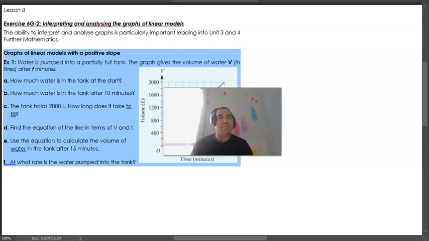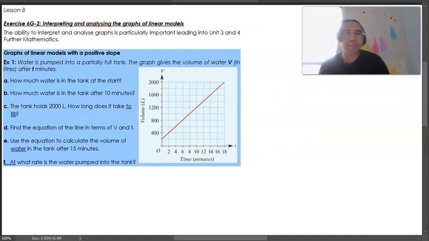Lesson 8 this one will be, and this one is interpreting and analyzing the graphs of linear models. I'll move myself over there. So we look at graphs. We can interpret it, we can analyze it, we can not necessarily dissect information from it, but just observe information using the skills from the previous exercises. And we can use these interpretations to answer some pretty straightforward questions in relation to the context of what's happening at hand. These skills are particularly useful leading into Unit 3 and Unit 4 of further maths.